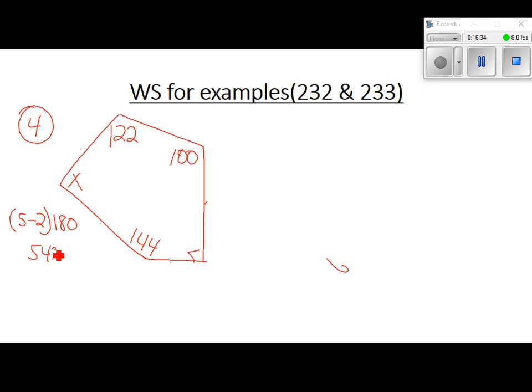Now once you have that, now we can add them all up. And this is what you're going to do. You're going to set up this equation every single time. 122 plus 100 plus, what do I put down for this? 90 plus 144, and then plus x. 1, 2, 3, 4, 5. All 5 of those angles should add up to be how much? 540. So you write equals 540.